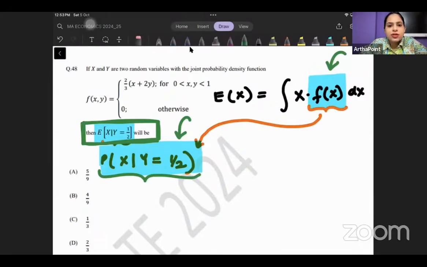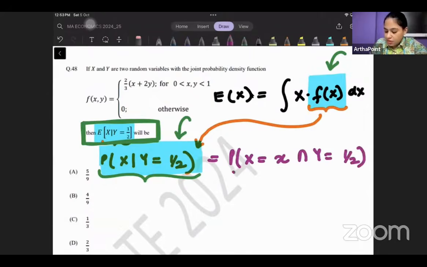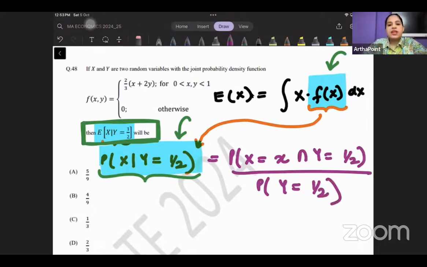Can you find this for me quickly? Just give it a try. Find this probability. This will be probability x, y equal to half. That means their intersection. So I can write it in a better way like this: probability x equal to some x and y is half upon probability y is half. ऐसा लिख सकते हैं.